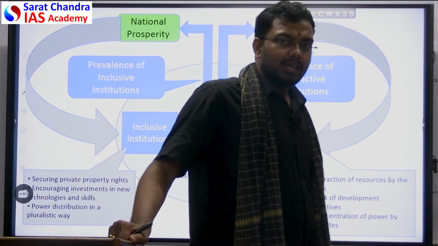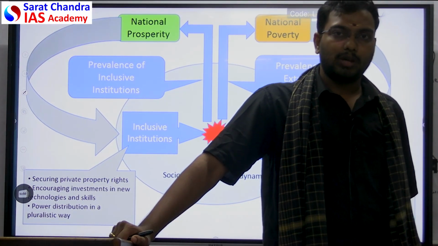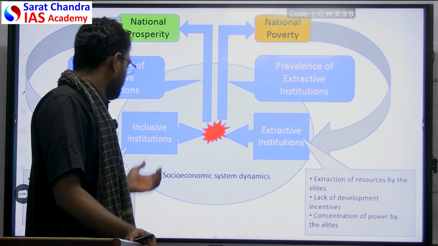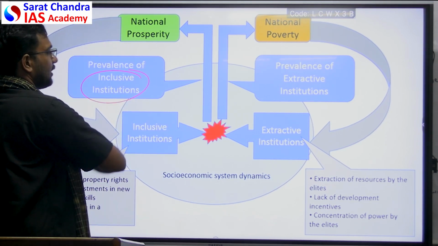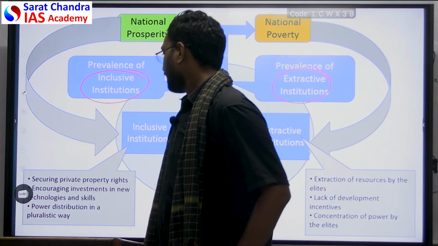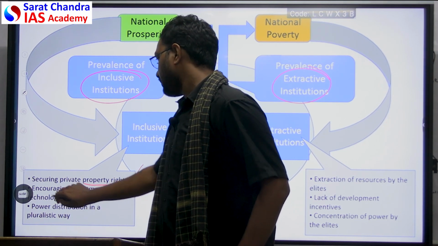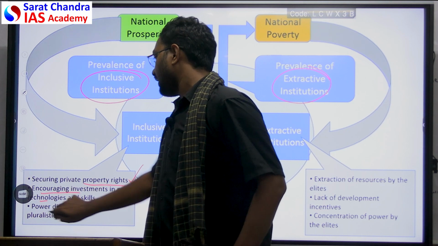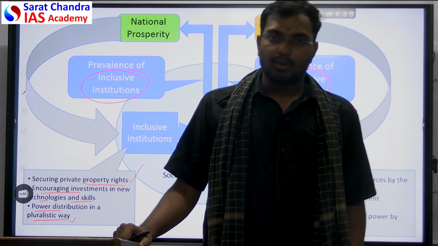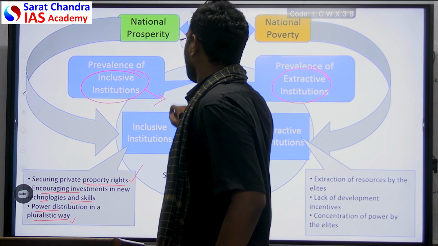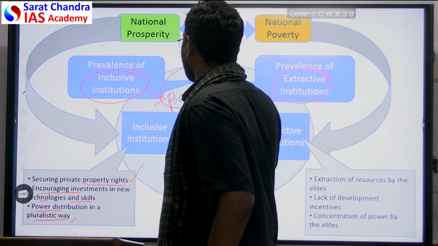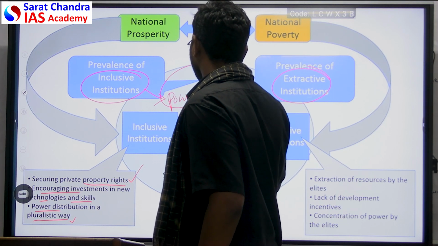So as per their understanding, they have defined all the institutions into 2 types. So the government institutions or the civil society institutions have been defined into 2 types. One is an inclusive institution, the other one is an extractive institution. Inclusive institutions are characterized by property rights, by encouraging investments in technology and skills, and by power distribution and a pluralistic society. So in simple terms, we can say inclusive institutions are where power sharing is happening. That means the power is held even by the lower sections of society.